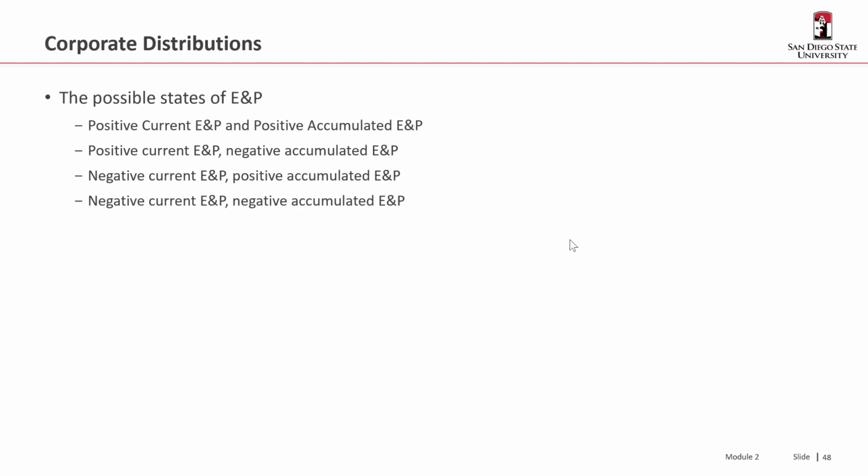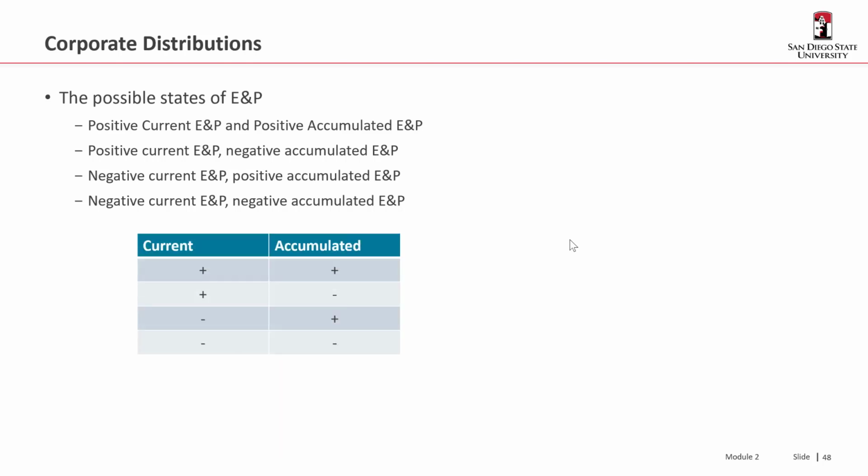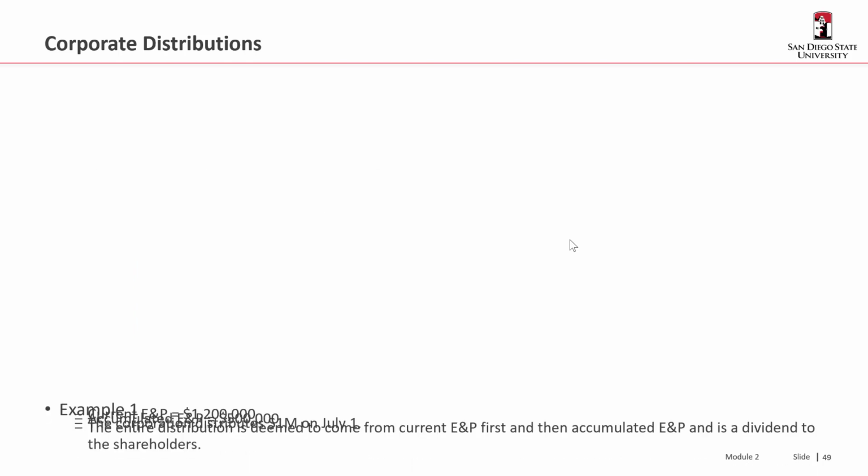So there are four possible states of E&P. You can have positive current, positive accumulated; positive current, negative accumulated; negative current, positive accumulated; and negative current, negative accumulated, right? So there's positive-positive, positive-negative, negative-positive, negative-negative. And what happens is the treatment of a corporate distribution differs under each of these different scenarios. That's why we need to understand what the states are.